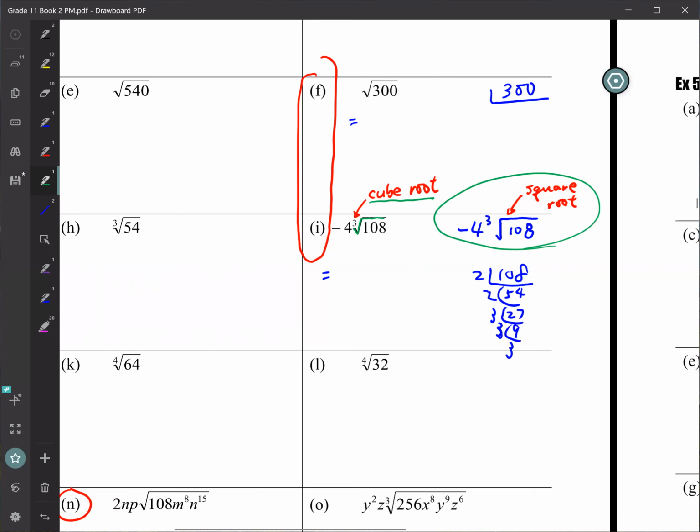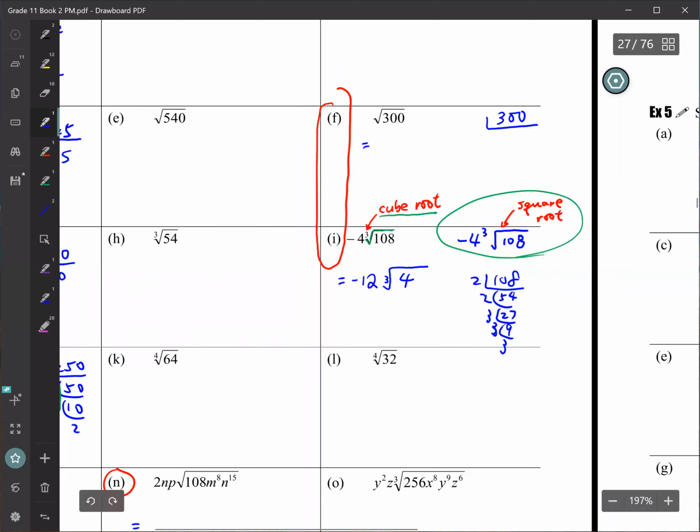Only 3 goes out, so what should go outside then? 3. 3 goes out, but there's a -4 on the outside. So it's -12. Yeah, -12 will be left, and then cube root. Yeah, cube root, and 4. Okay, so 4 left inside.